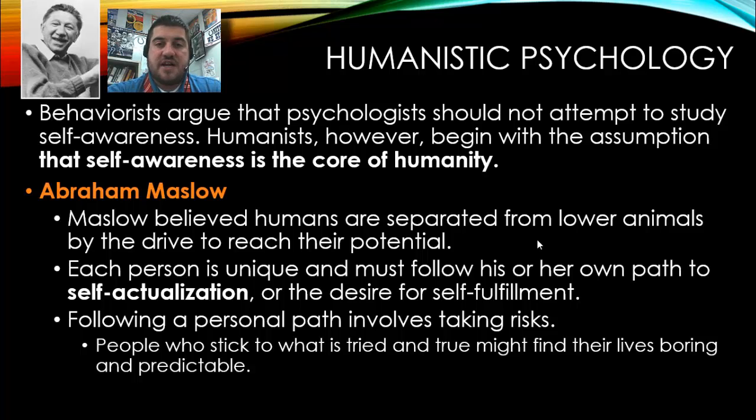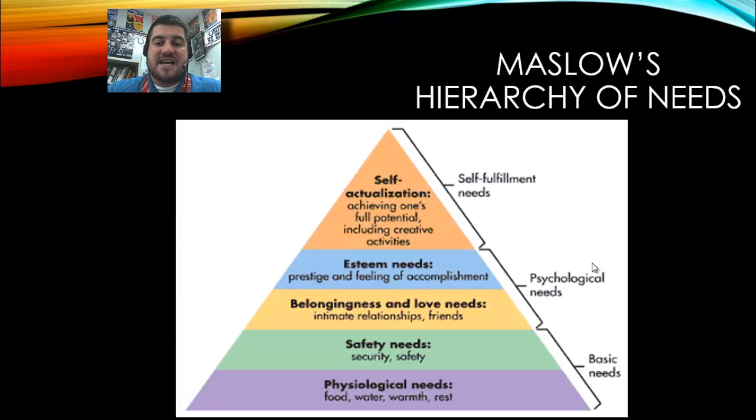Abraham Maslow was a very early humanist, and he believed that humans are separated from lower animals by the drive to reach their potential. Each person is unique, and they must follow their own path to what is called self-actualization, or the desire for self-fulfillment, whatever your hopes and dreams are. If you get there, that is self-actualization. Following a personal path involves taking risks, and people who take the risks are more likely to enjoy and reach their self-actualization. So here's the pyramid that we call Maslow's hierarchy of needs.